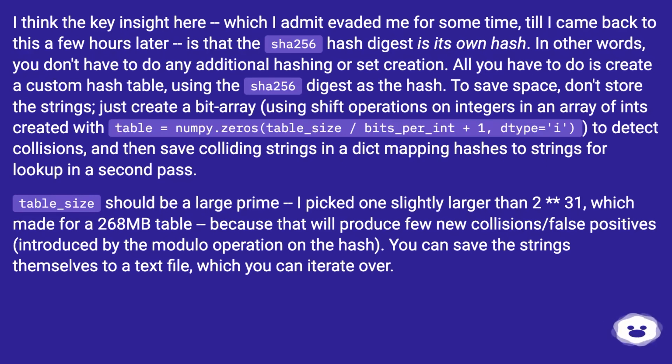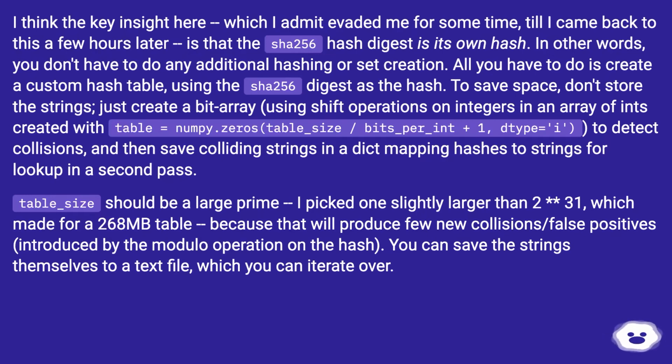To save space, don't store the strings, just create a bit array, using shift operations on integers and an array of ints created with table = numpy.zeros(table_size // bits_per_int + 1, dtype=int), to detect collisions, and then save colliding strings in a dict mapping hashes to strings for lookup in the second pass. table_size should be a large prime.